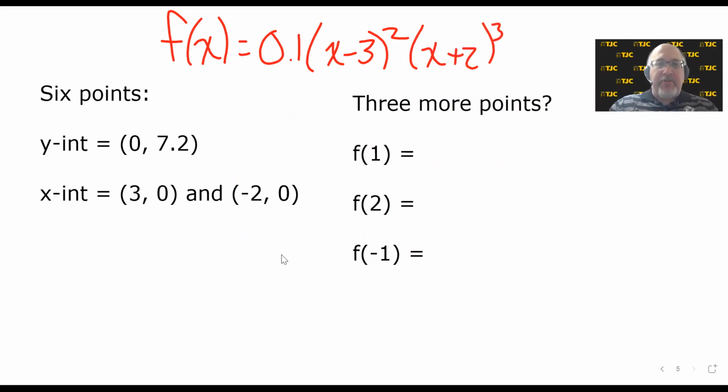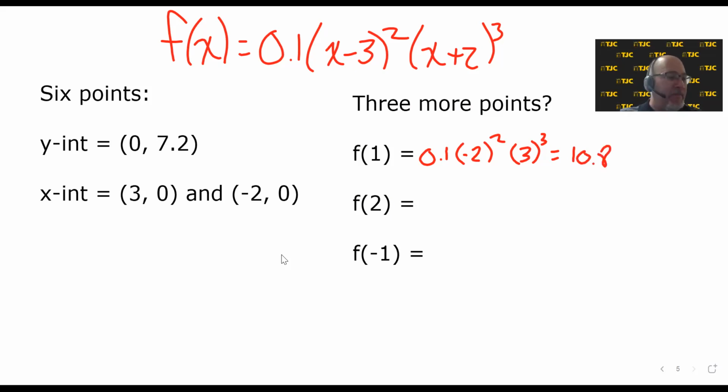All right, and now we just got to do the math. If we put in 1, we'll get 0.1. In the first parentheses, 1 minus 3 is -2. That's going to be raised to the second power. In the second parentheses, 1 plus 2 is 3. That's going to be raised to the third power. Let's see, -2 squared is 4. 3 cubed is 27. 4 times 27 is 108, and then times 0.1 is 10.8. I would expect you to do this in a calculator. It's just faster for me to do it without one here.